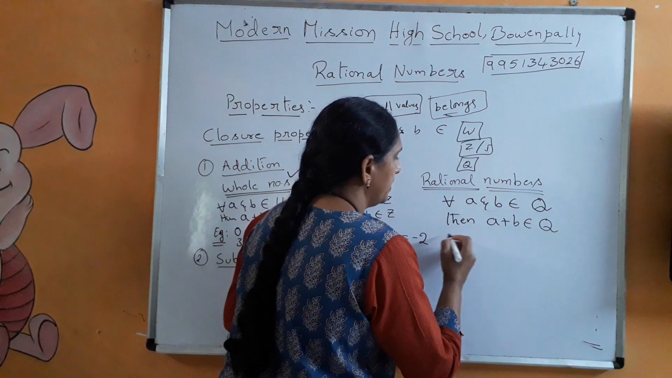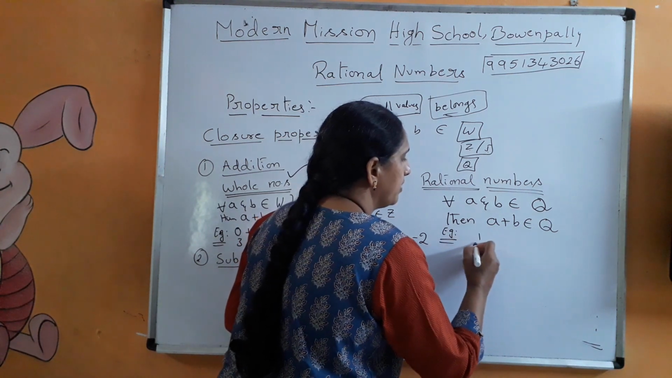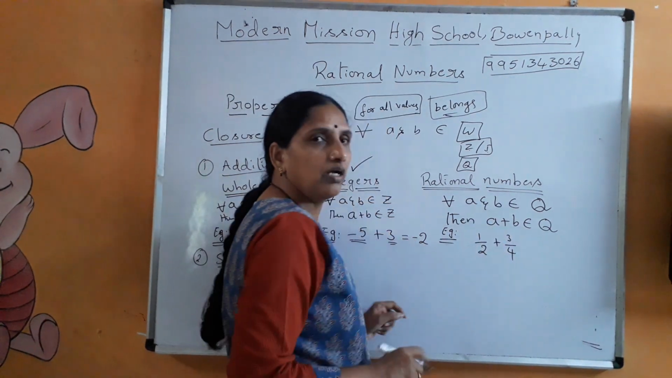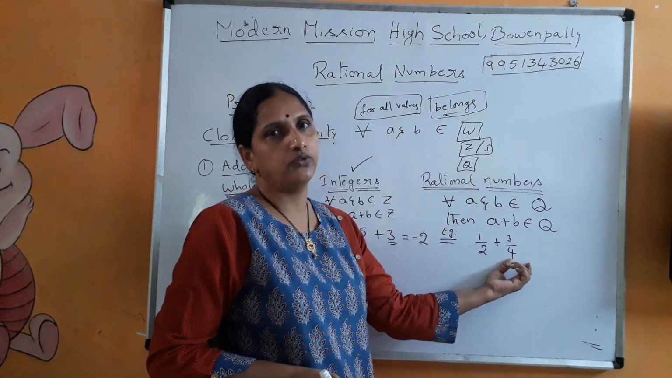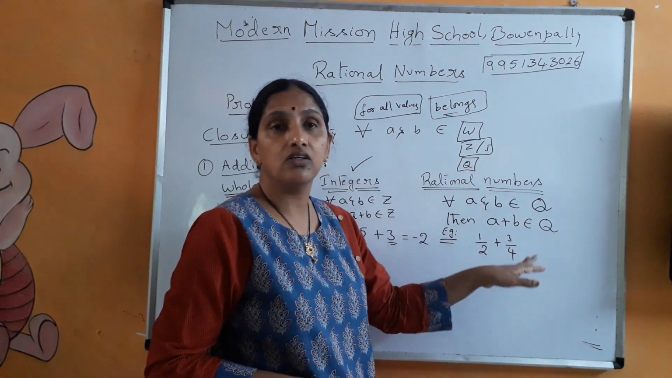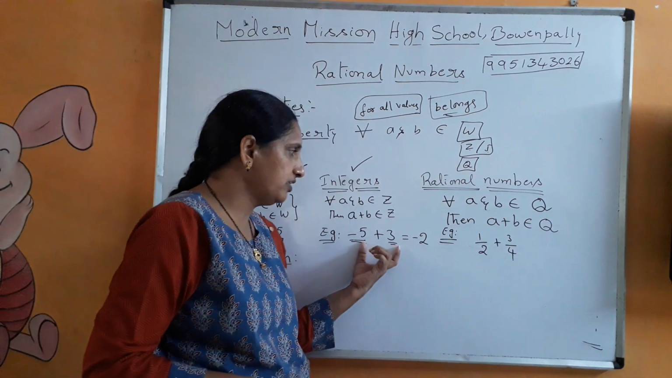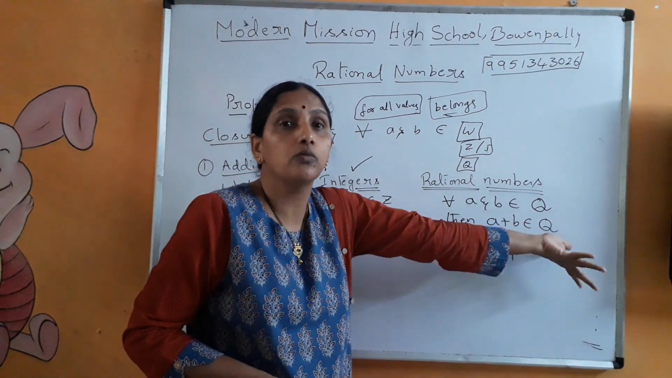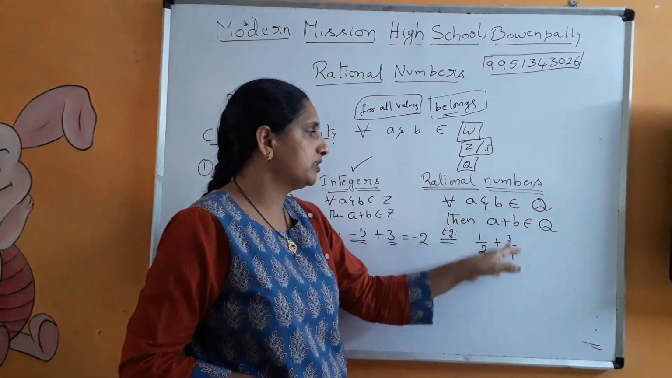So let me take an example. In the example I will take A to be 1/2 and B to be 3/4. I have taken two rational numbers. 1/2 is one rational number, 3/4 is another rational number. Anyhow, all integers are also rational numbers. You know that, right? But we are checking whether the other special kind of rational numbers obey it or not. So 1/2 plus 3/4.